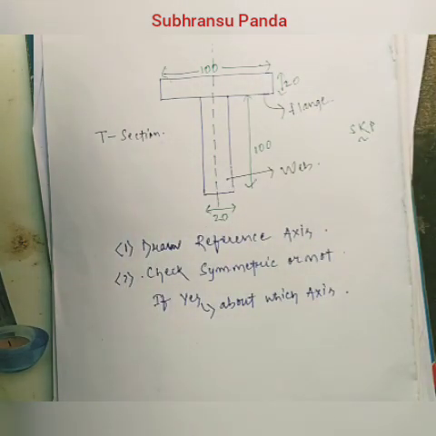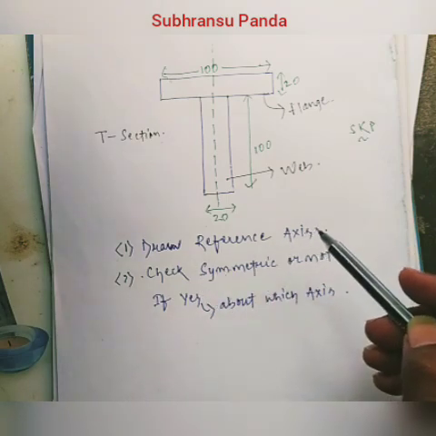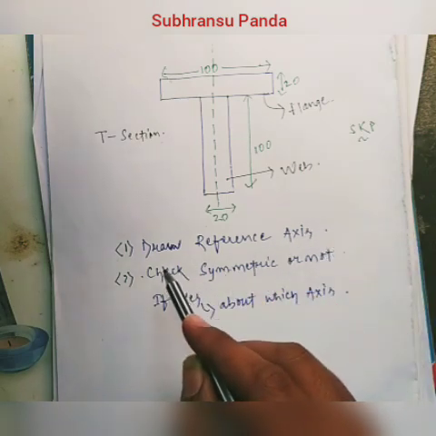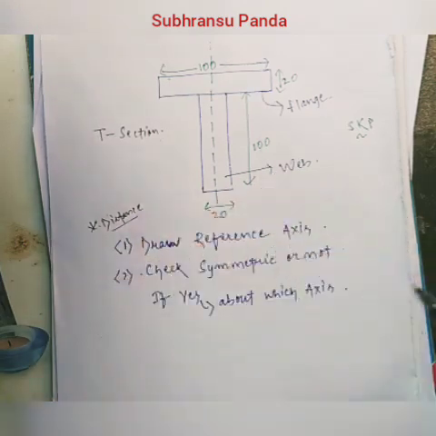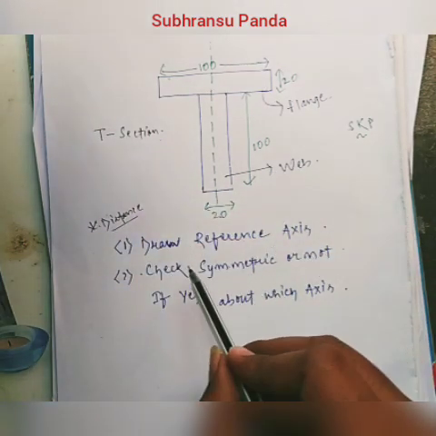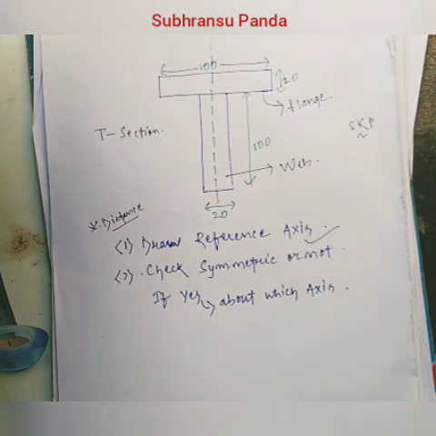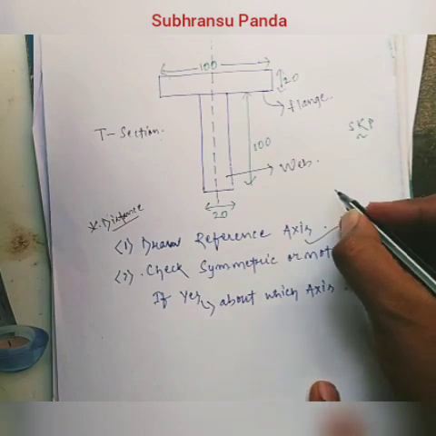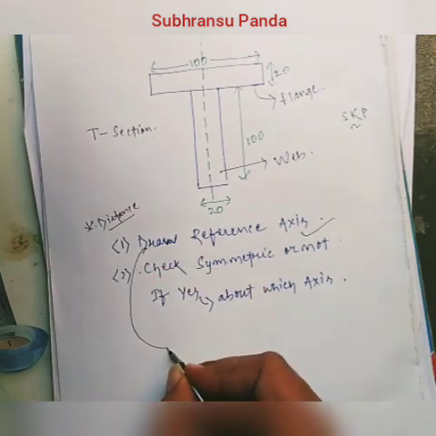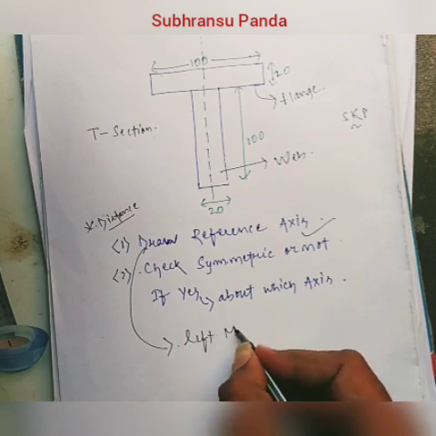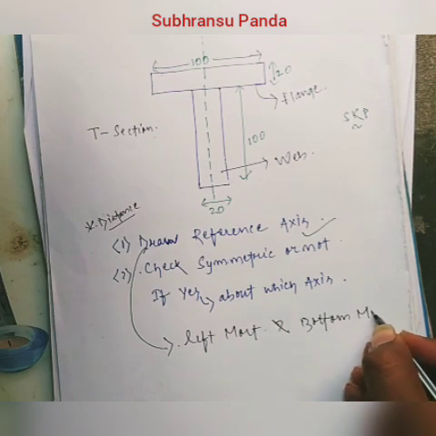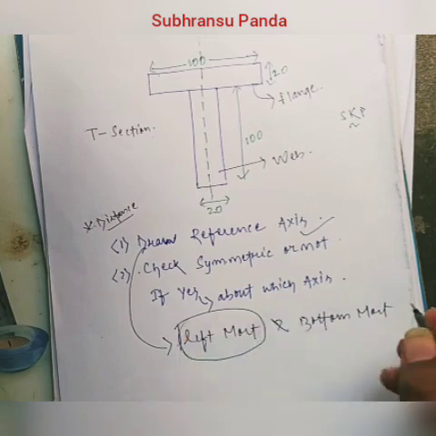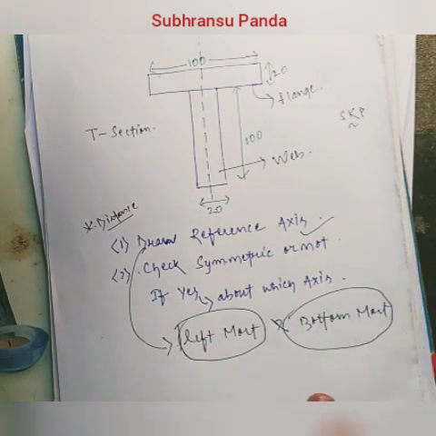So let's start. In the previous video I told you there are three important things. First of all, we have to calculate the distance. So first, the most important thing is to draw the reference axis. Where the reference axis will be drawn, I already told you, it will be at the leftmost and bottommost of that particular section. Remember these two things. Whichever section it may be, it will be the same, the leftmost and the bottommost.